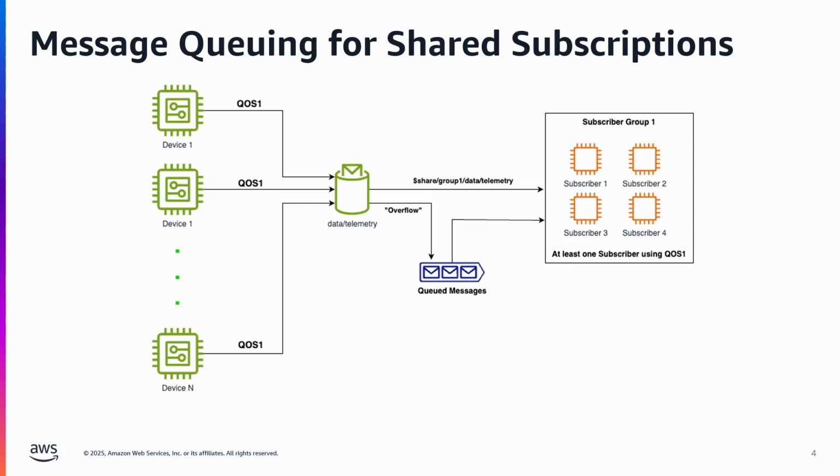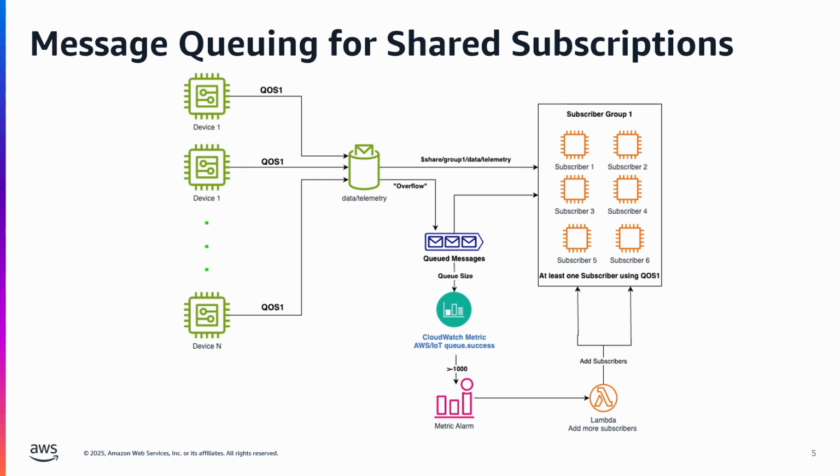How do we extend this further? By using the AWS IoT queue.success metric, we can scale up the number of subscribers as the message queue increases, and scale back down as the queue drops below the set threshold.